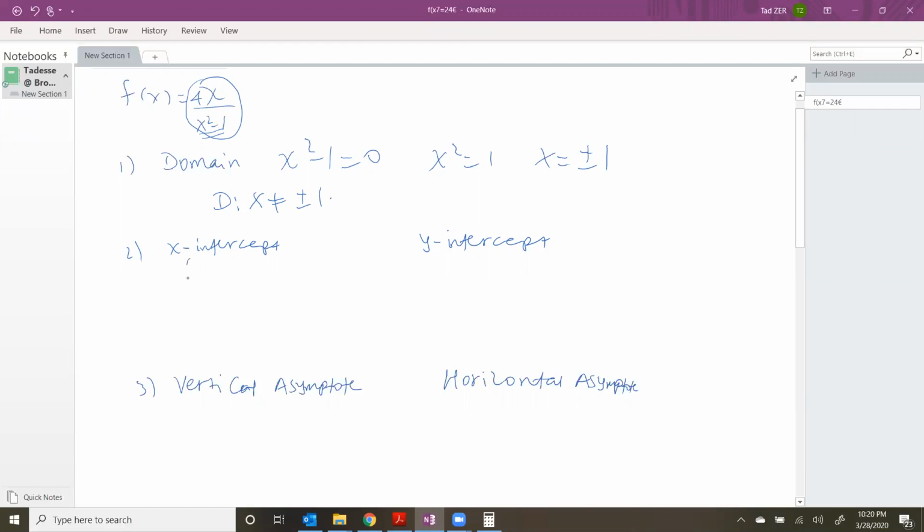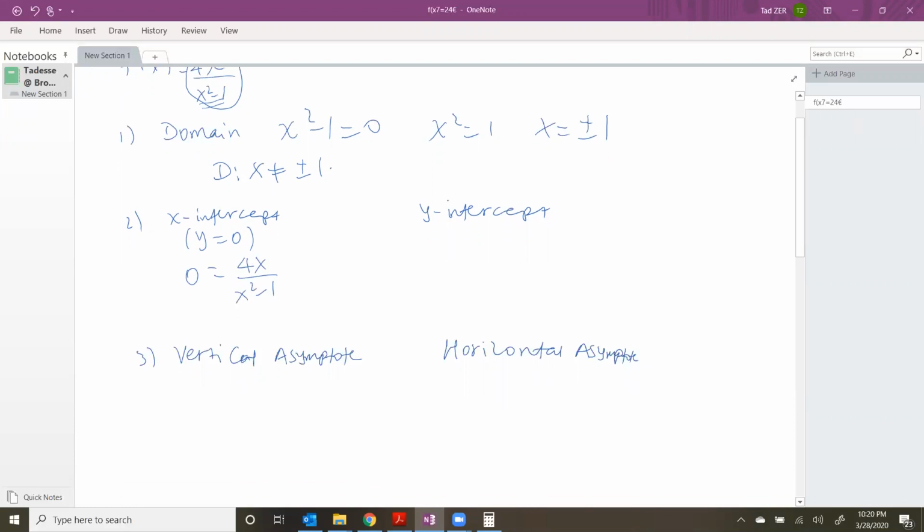So what is the x-intercept? For the x-intercept, you just plug in y equals 0. So if y, which is f of x, is 0, that gives me 4x over x squared minus 1 equals 0. A fraction is 0 means the numerator must be 0. So 4x equals 0. If 4x equals 0, x must be 0. So the x-intercept is (0, 0).